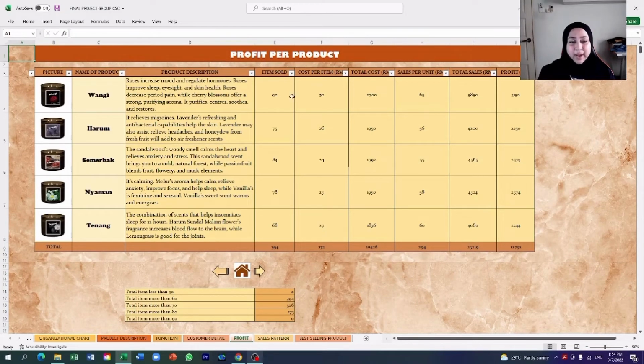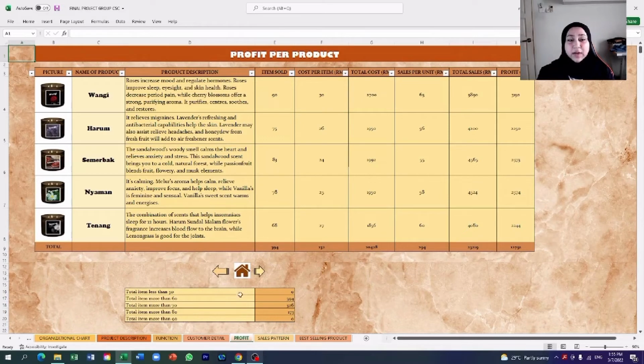For Wangi, we have already sold 90 of them, and the cost to make per scented candle of Wangi is 30 ringgit. The total cost for 90 items sold is 2,700, and we have decided to sell it at 65 ringgit. And the total sales for 90 items is 5,850, and we make a profit of 3,150 ringgit for 90 items sold of Wangi.